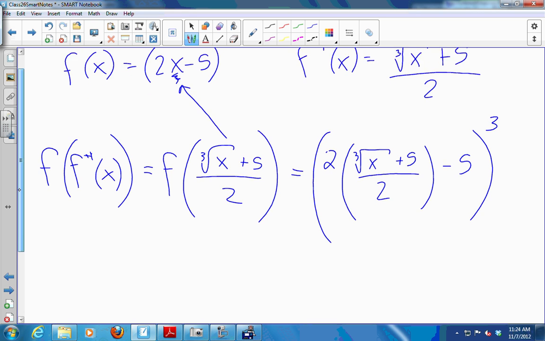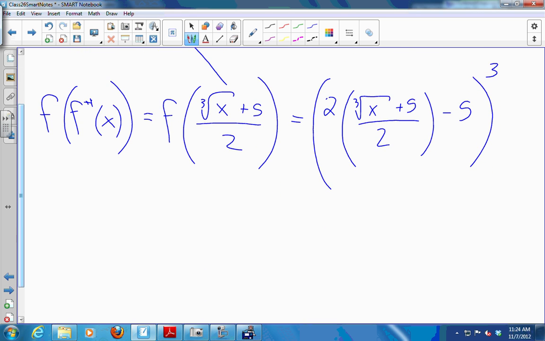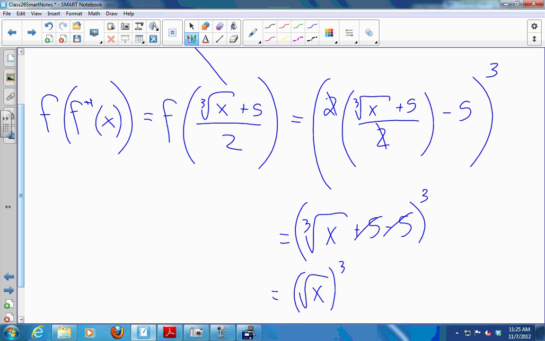Then we just have to simplify that and cross our fingers that we get x, right? So, well, I have 2 times some stuff divided by 2. What happens there? The 2's cancel. So I have the cube root of x plus 5, minus 5, cubed. Working in the parentheses, what's plus 5 minus 5? 0, those go away. So I have the cube root of x cubed, which is x. Got it.